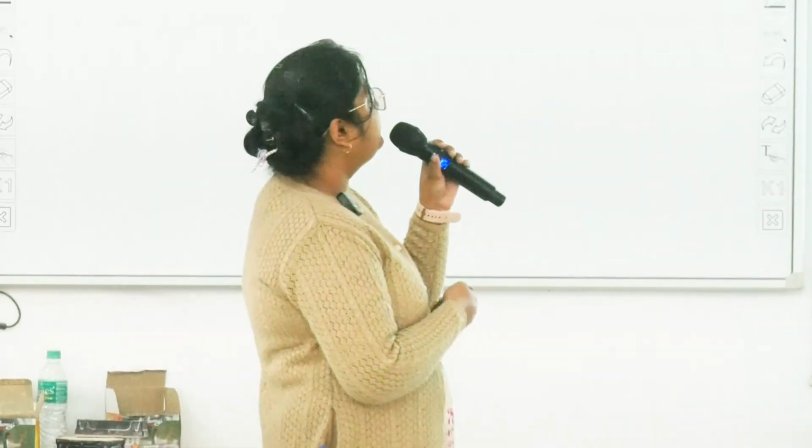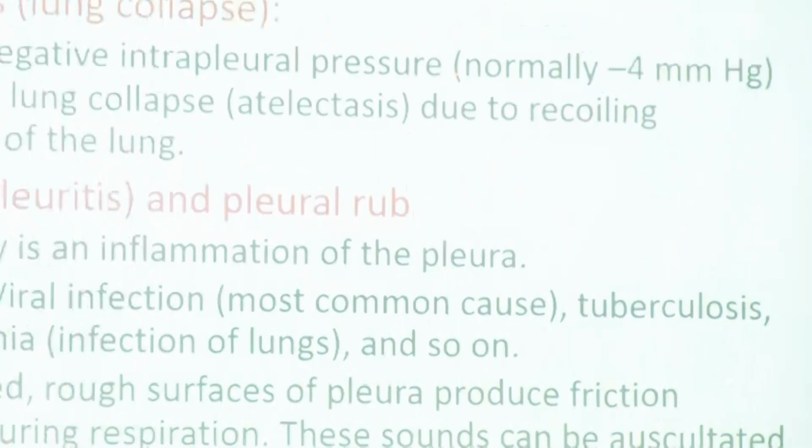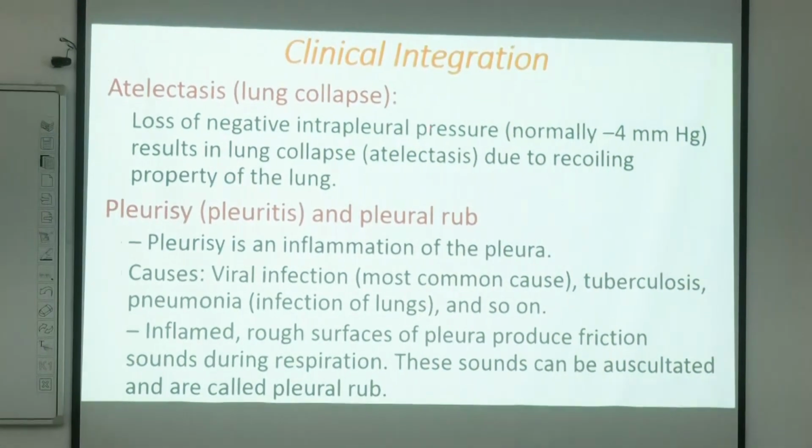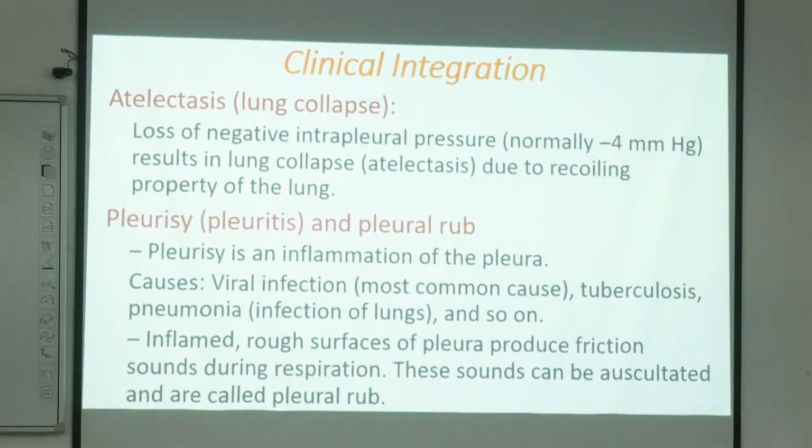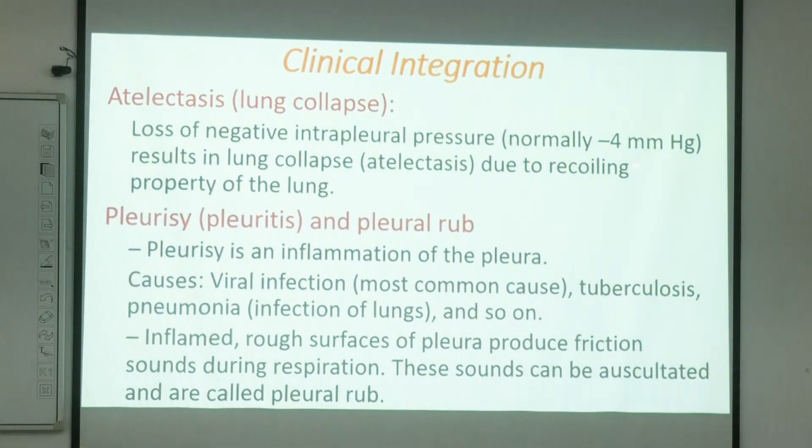Now, atelectasis, that means lung collapse. Loss of negative intrapleural pressure, normally it is -4 mm of Hg, results in lung collapse or atelectasis due to the recoiling property of the lung. Next is pleurisy or pleuritis and pleural rub. This is also a clinical aspect.